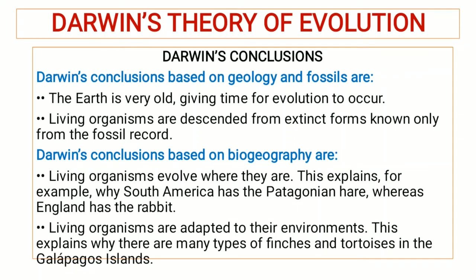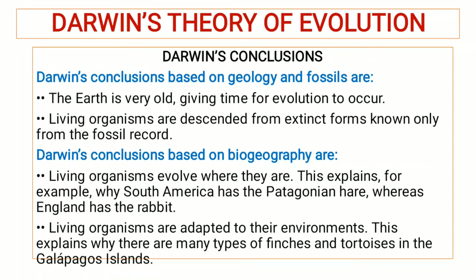So according to Darwin, the living organisms or living forms that exist today are the descendants of the forms that have become extinct, and most of these extinct forms are known only through the fossil record.